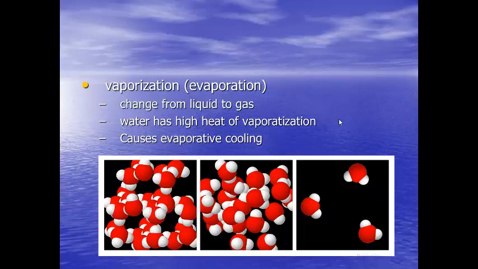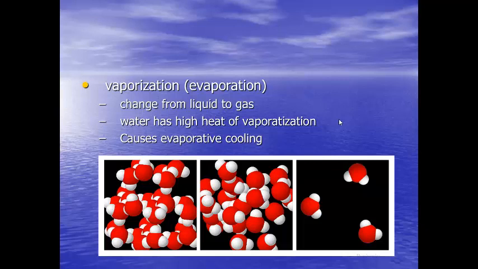Due to water's high specific heat, it also has a high heat of vaporization, meaning it takes a lot of energy to get water to evaporate. This is important to terrestrial organisms that live up on land, because it causes evaporative cooling. When water evaporates off of the surface of an organism, it leaves the surface and the organism cooler as an end result.